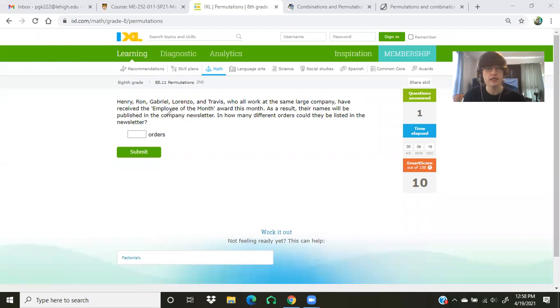Henry, Ron, Gabrielle, Lorenzo, and Travis, who all work at the same large company, have received the Employee of the Month award. As a result, their names will be published in the company newsletter. How many different orders could they be listed in the newsletter?